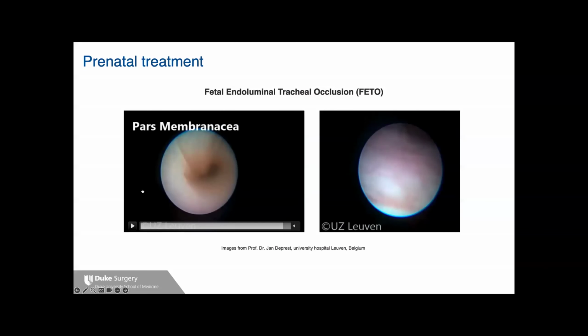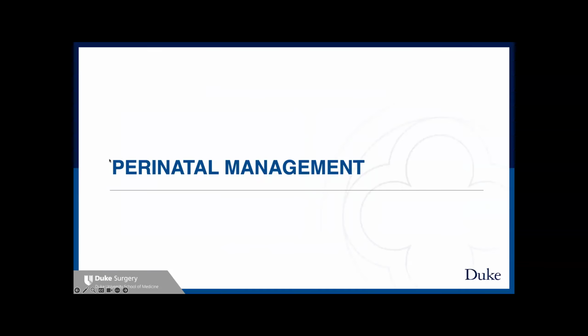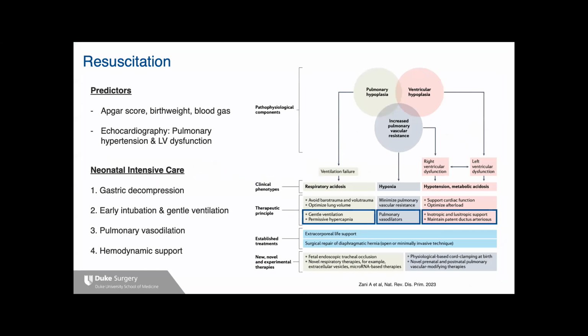Well, the reason I wanted to show this is just to have an idea about what is possible, and also to keep thinking about what other things there are that we can do prenatally to improve postnatal outcomes in these kids. Next we'll talk briefly about the perinatal management, just trying to drive home some of the key principles. This diagram goes back to the three major components of the pathophysiology: the pulmonary hypoplasia, the cardiac hypoplasia and dysfunction, as well as the pulmonary hypertension, or the increased vascular resistance in the lungs.